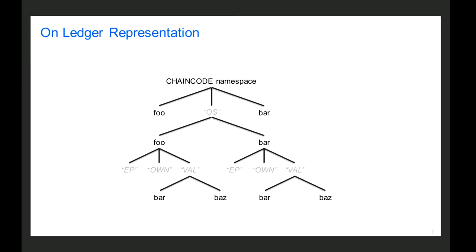A good approach to do this would be to make the OS, all the stuff in gray in quotation marks, configurable. So you can configure in your chain code namespace whatever way you'd like to assemble the composite key, so that you don't affect what your chain code should use.